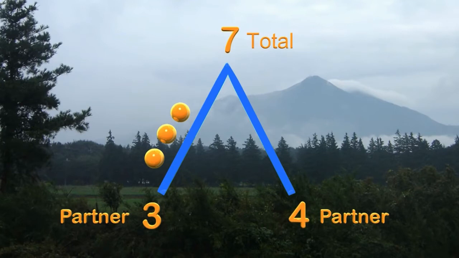We have 1, 2, 3, 4, 5, 6, 7. 7 tiny tumblers in all, with 3 on the left and 4 on the right. The partners 3 and 4 added together give us the total of 7.